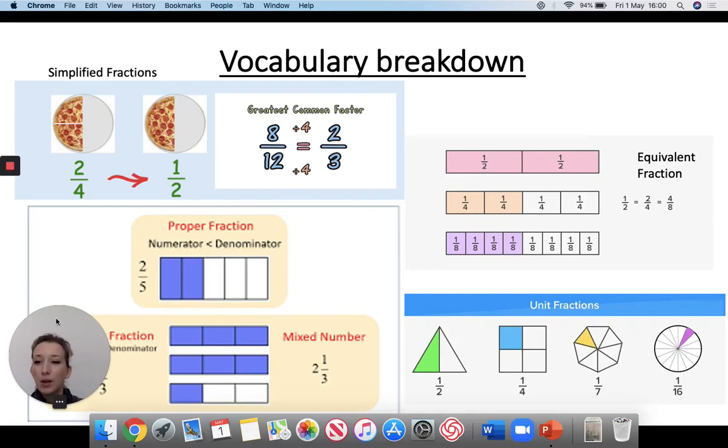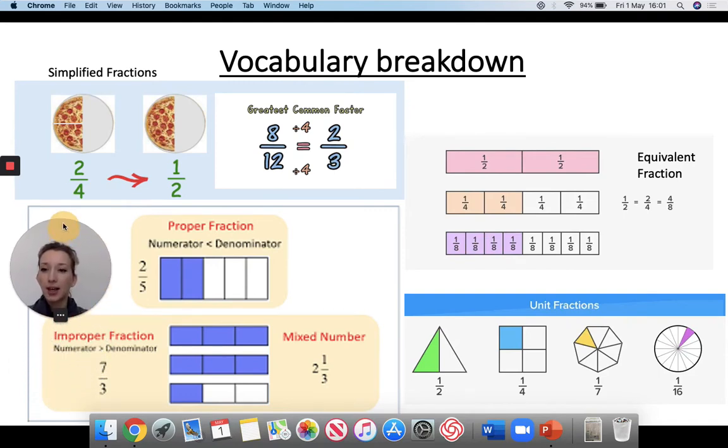Brilliant. Welcome back to session 3 of the SOS sessions for fractions. So in the last part, part 2, we finished up on the vocabulary breakdown.